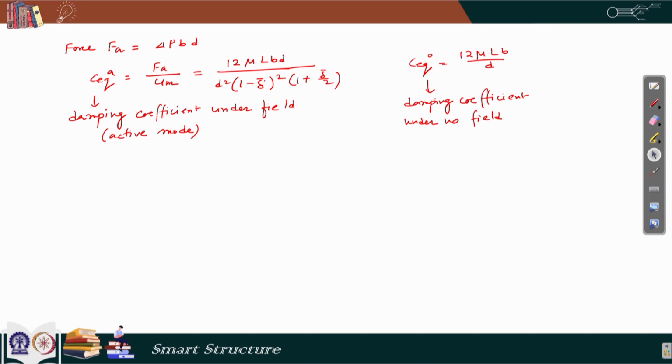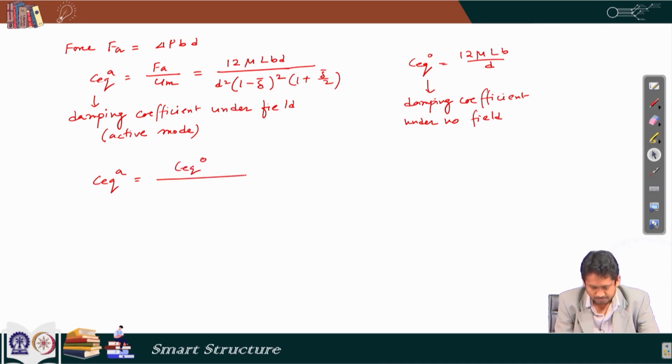So, here we can see that when we have this delta bar equal to 1, that means our yield stress is sufficiently high to block the flow. In that case, our active damping coefficient is going towards an infinite value. So, with those we can represent C equivalent active in terms of C equivalent 0, and the expression is C equivalent 0 divided by 1 minus delta bar whole square multiplied by 1 plus delta bar by 2.